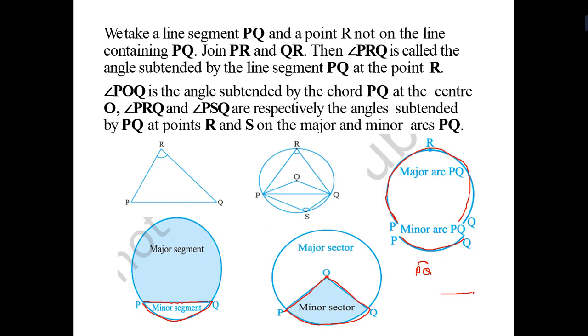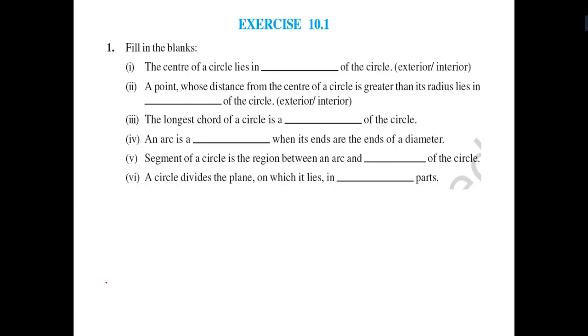Now one more figure is there. Here it is called a semicircular arc. So that is for the topic related part. We have completed it. Now we go for exercise 10.1.